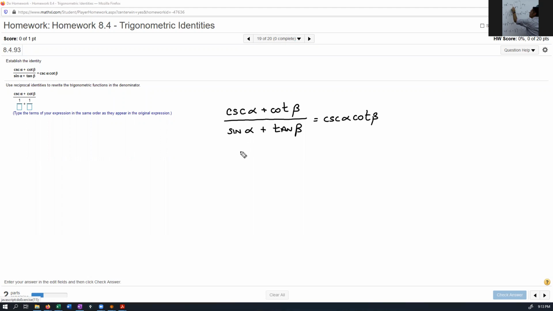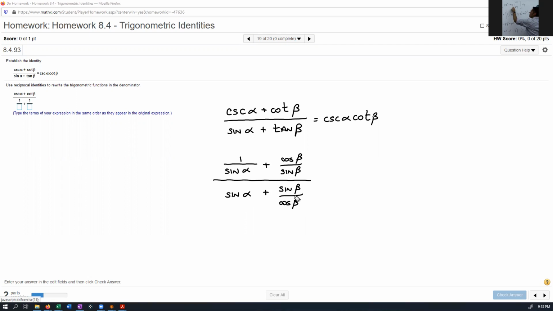Get it all in terms of sine and cosine. So cosecant of alpha is 1 over sine of alpha. Cotangent beta is cosine of beta over sine of beta. And then I have sine alpha plus now sine beta over cosine beta.